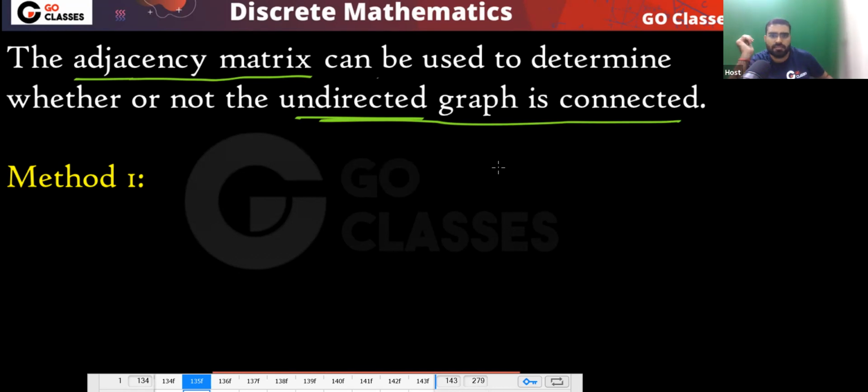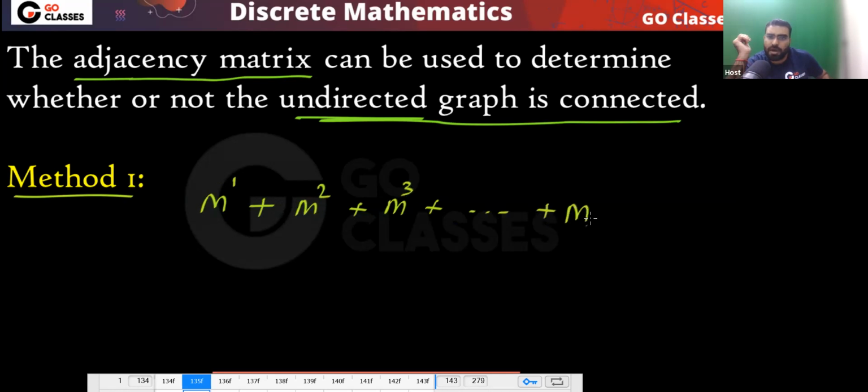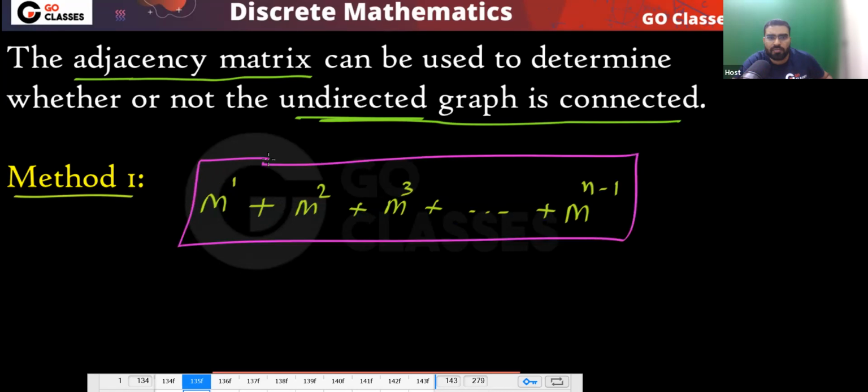This is the idea. Method number one: just calculate M plus M power 2 plus M power 3 and so on, up to M power n minus 1. You do this. In this, what should happen? Please tell me.